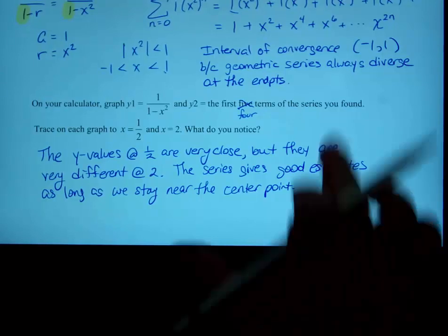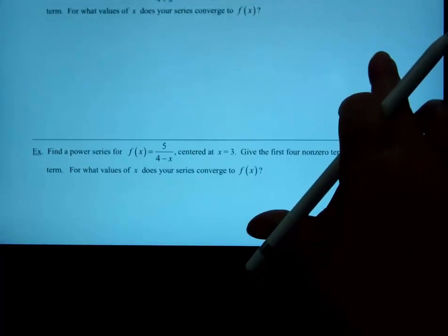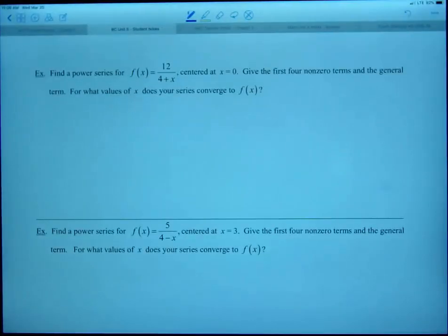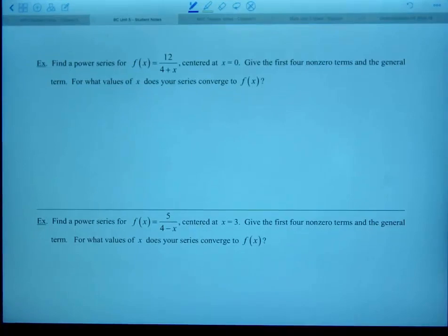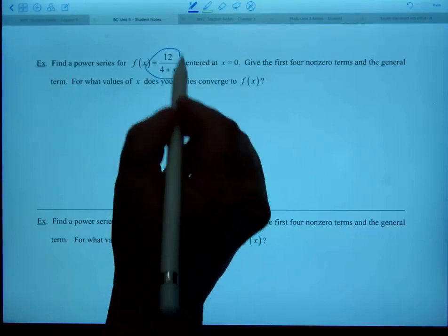All right, turn the page. Got to move it down. All right, now we're going to do another problem, but our problem is not set up exactly the way we need it to be, so we need to tweak it just a little bit. Our function looks kind of like what we want, but not exactly.